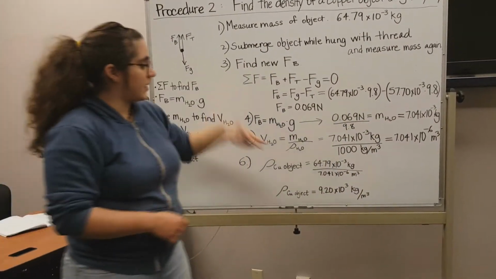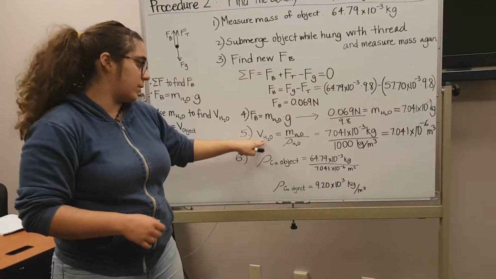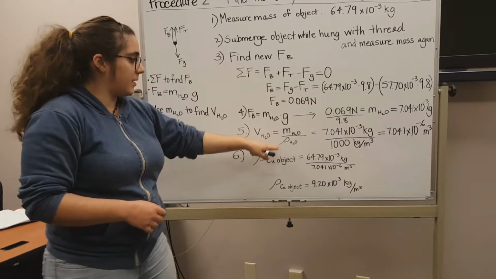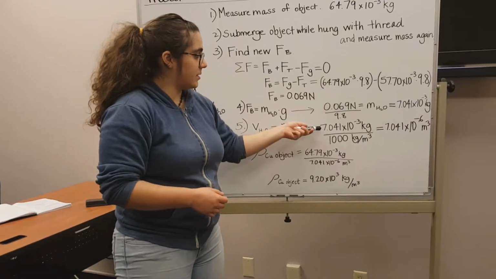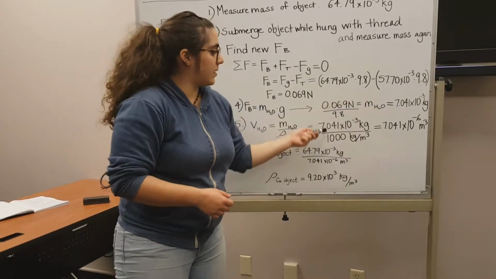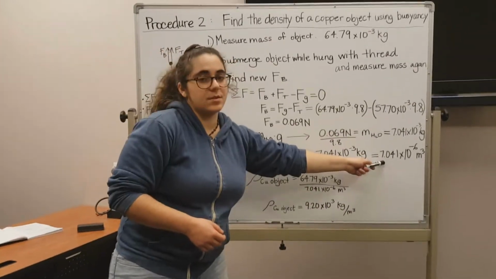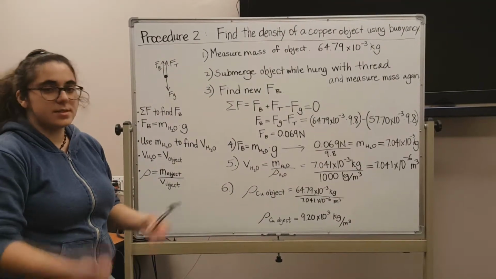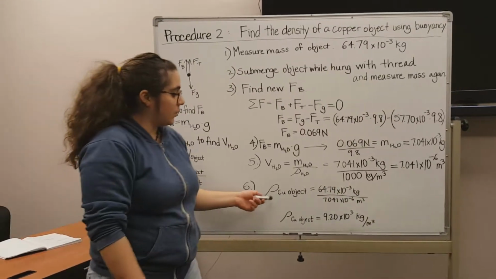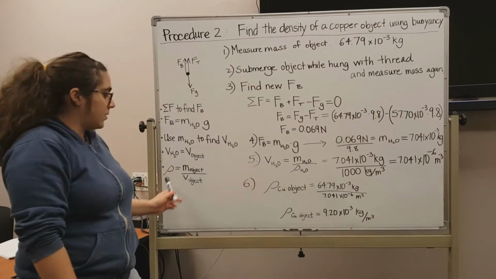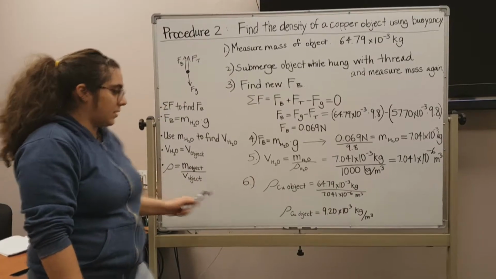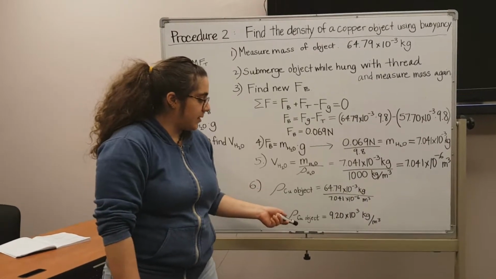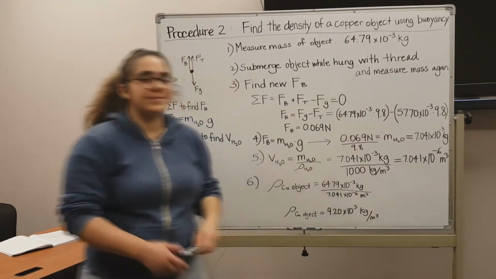And then we can plug that into the density equation, and we've rearranged it here to be volume equals mass over density. And this is the density of water. Here is the mass of the water that we just found that is displaced. That gives us the volume of the water displaced there. And then because we know the volume of the water displaced is the same as the volume of the object, we can use this equation here, density equals mass over volume, to find the density of the object, and that gives us our density.